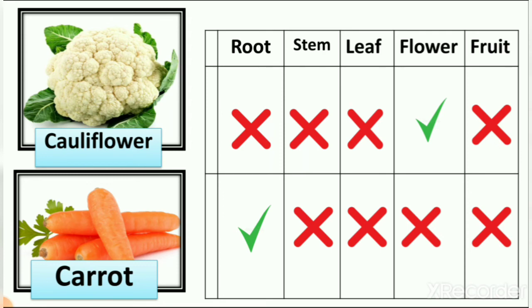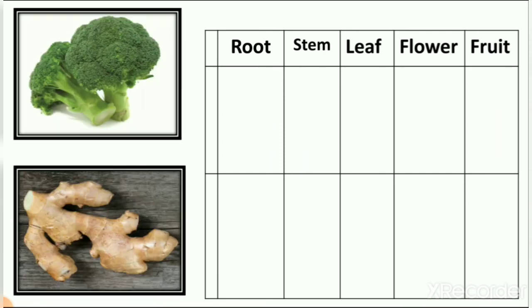So, let's see which is the next one. Again, it is two vegetables, right? So, maybe it is a cauliflower, right? First one. Yes, it is green cauliflower. Is that a cauliflower? No. So which vegetable is it? Yes, it is broccoli.